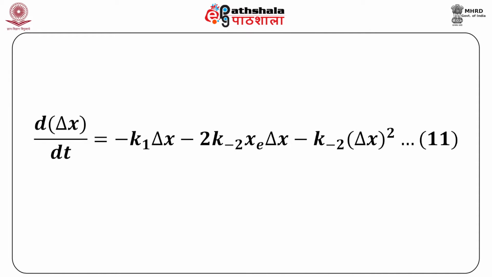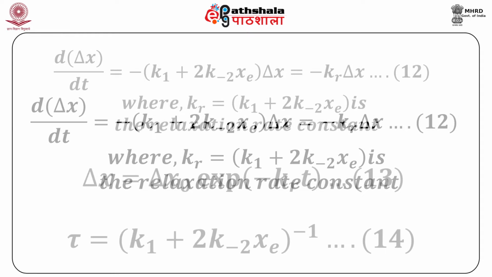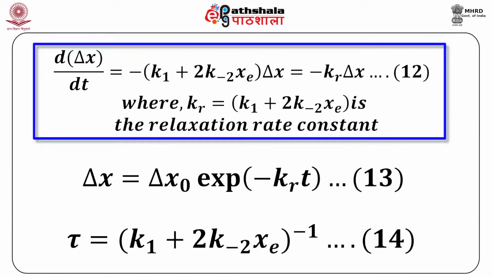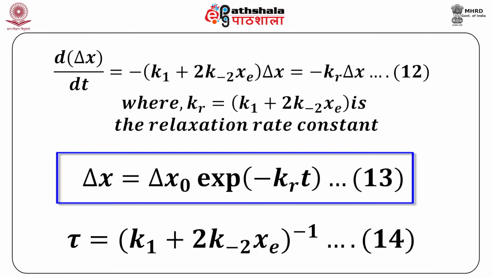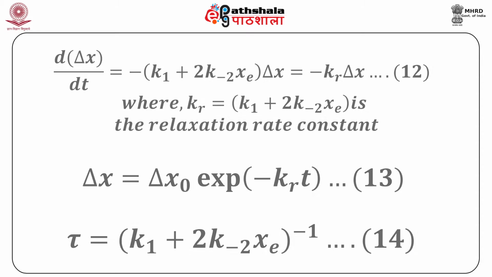Assuming that delta x is very small, therefore k minus 2, which is the reverse rate constant, can be neglected with respect to the first two terms, giving equation number 12, where Kr is equal to K1 plus twice of K minus 2 xe, is the relaxation rate constant. Equation 12 can be integrated to give equation 13 and the relaxation time as equation 14.